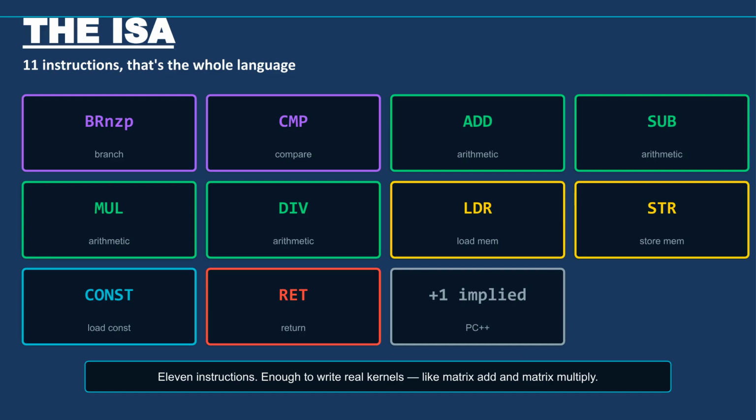The instruction set architecture, or ISA, has only 11 instructions, enough to write complex kernels like matrix addition and matrix multiplication. Instructions include branching, comparing, arithmetic operations, and memory access.